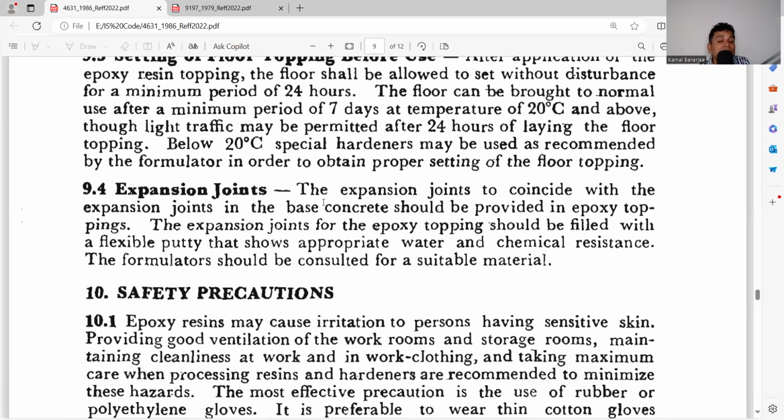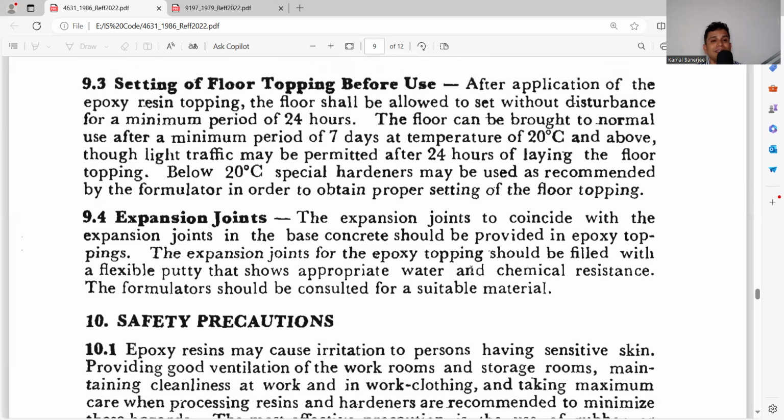And this expansion joint also you need to take care of. The expansion joints to coincide with the expansion joints in the base concrete should be provided in epoxy toppings. The expansion joints for the epoxy topping should be filled with a flexible putty that shows appropriate water and chemical resistance. The formulator should be consulted for a suitable material. So this has to be discussed with the designer, as to what type of suitable material is required. That is why the expansion joint property should not be harmed whenever using epoxy flooring.